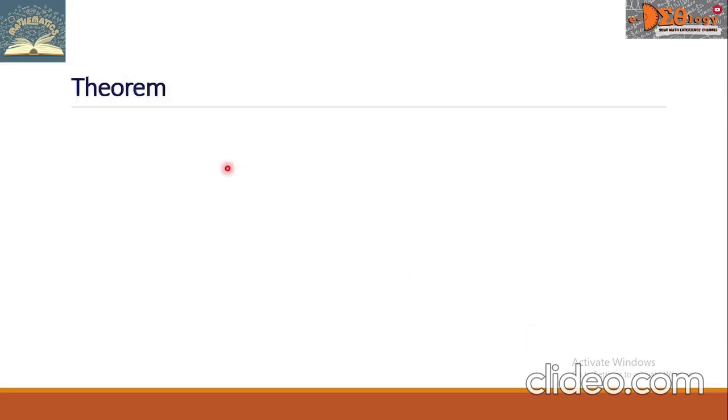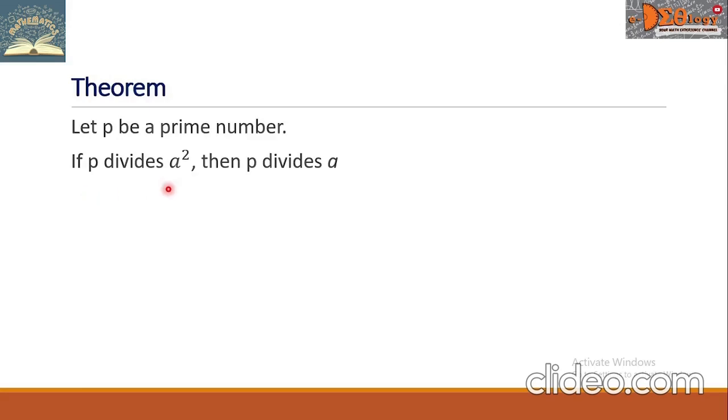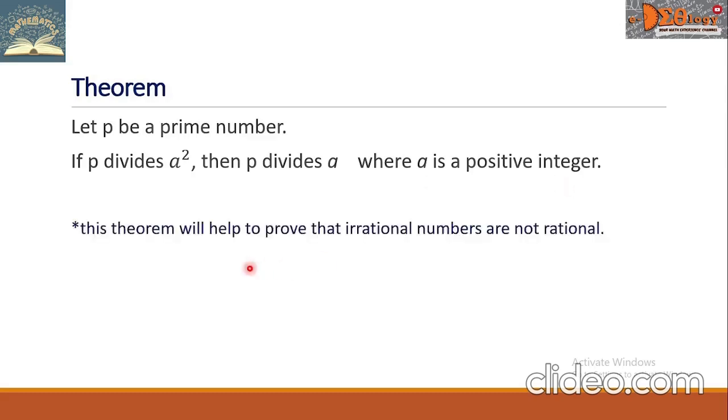We have this theorem. Let p be a prime number. If p divides a squared, then p divides a, where a is a positive integer. This theorem will help to prove that irrational numbers are not rational.